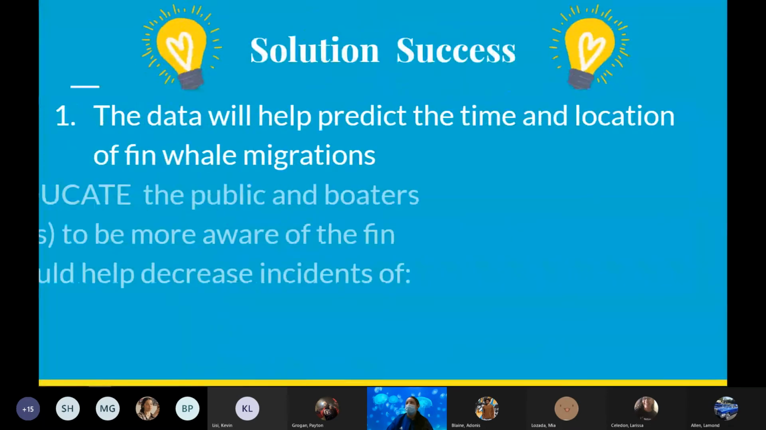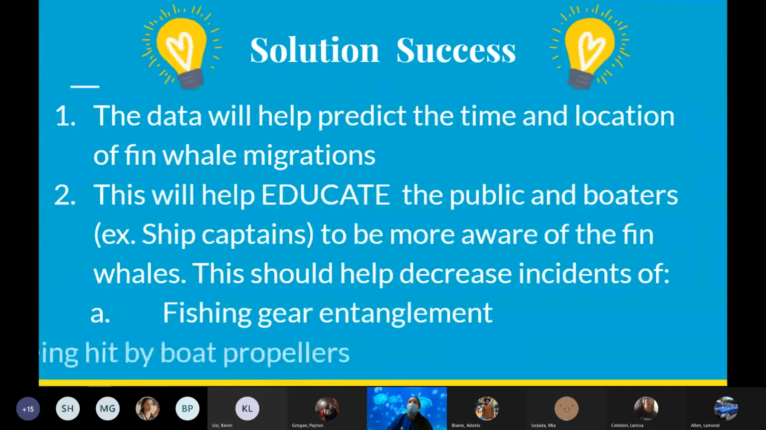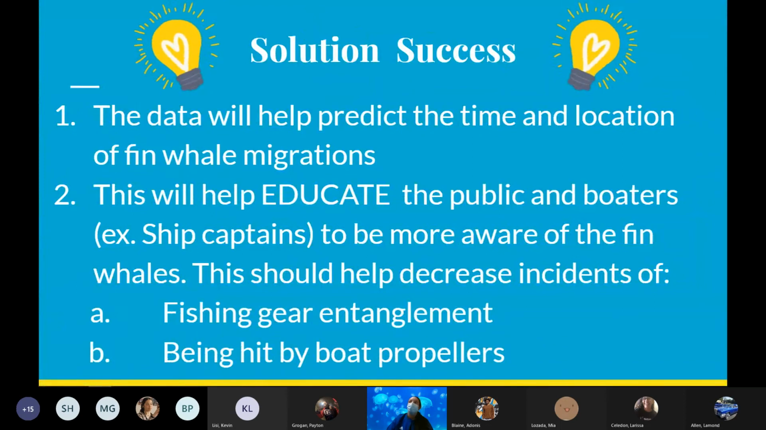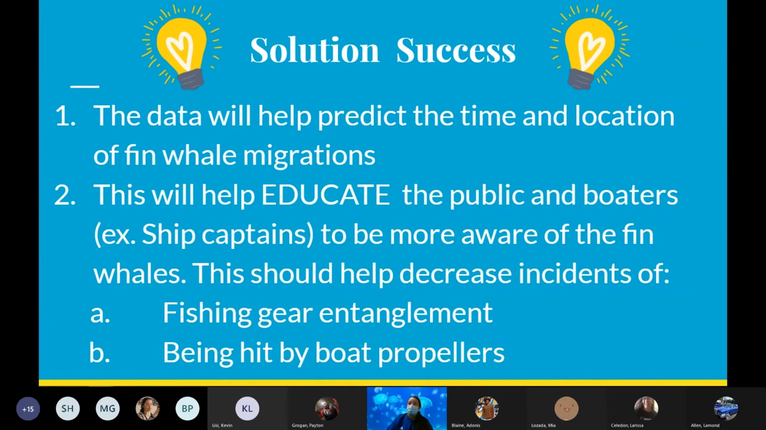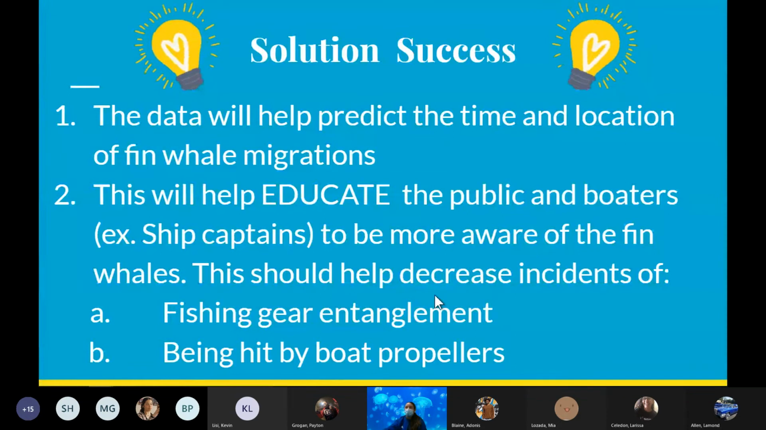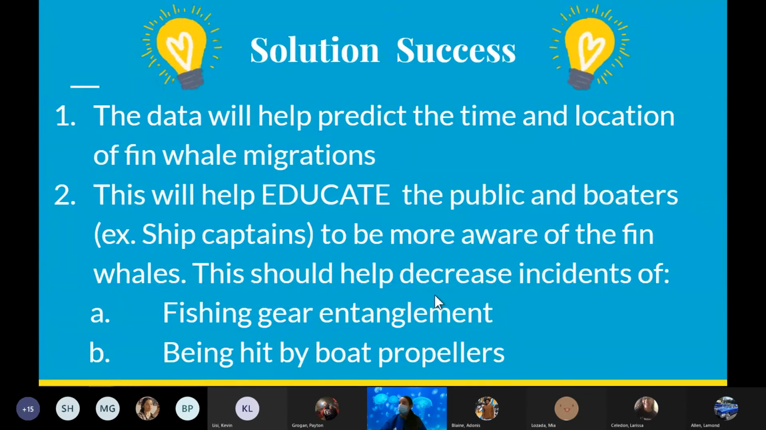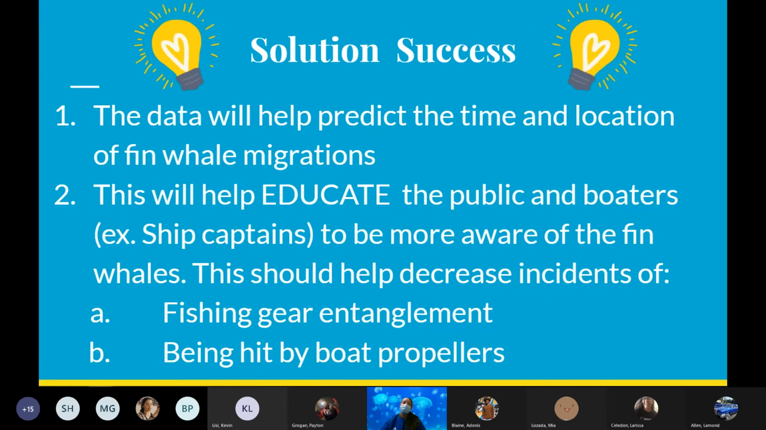And then with that information, they'll be able to educate people and tell them where they're going to be. Like, hey, watch out for fin whales. They come around here this time of year. A big issue they have with whales and most fish is getting hit by boat propellers. So that should help protect them as well. Obviously, decreasing pollution and not killing whales will be an option, but these are other ways to protect them.